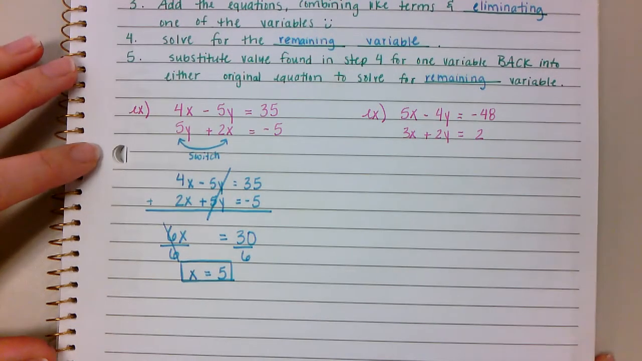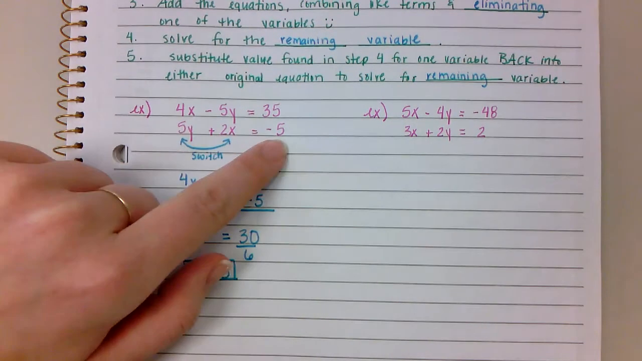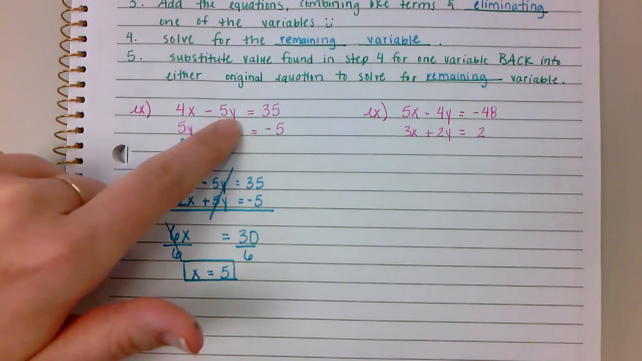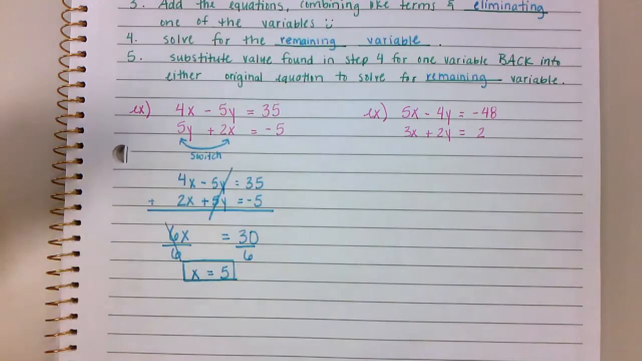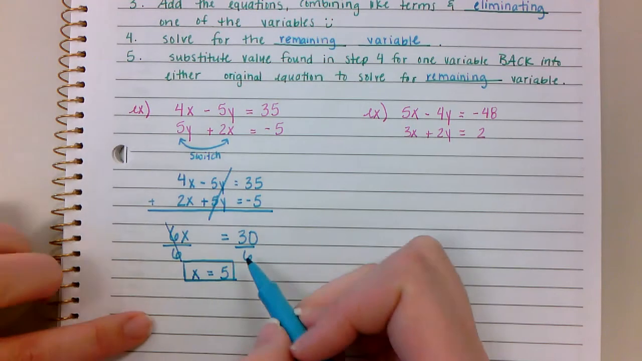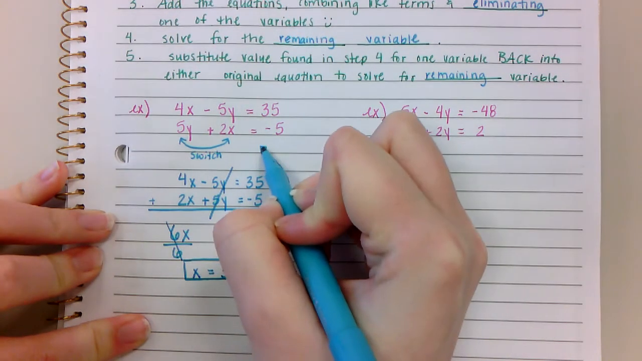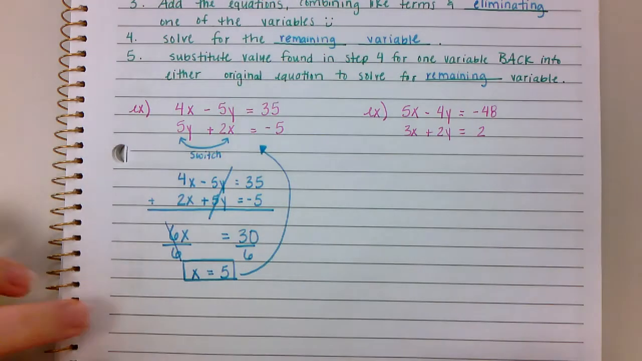So again, it doesn't matter which one you choose. I'll just choose this bottom one because it's smaller numbers. 5, 2, and negative 5 are much smaller numbers than 4, negative 5, and 35. So if I have the choice, I'm just going to choose an easier one. So I'm going to take this number and plug it in place of x in either one of your equations.